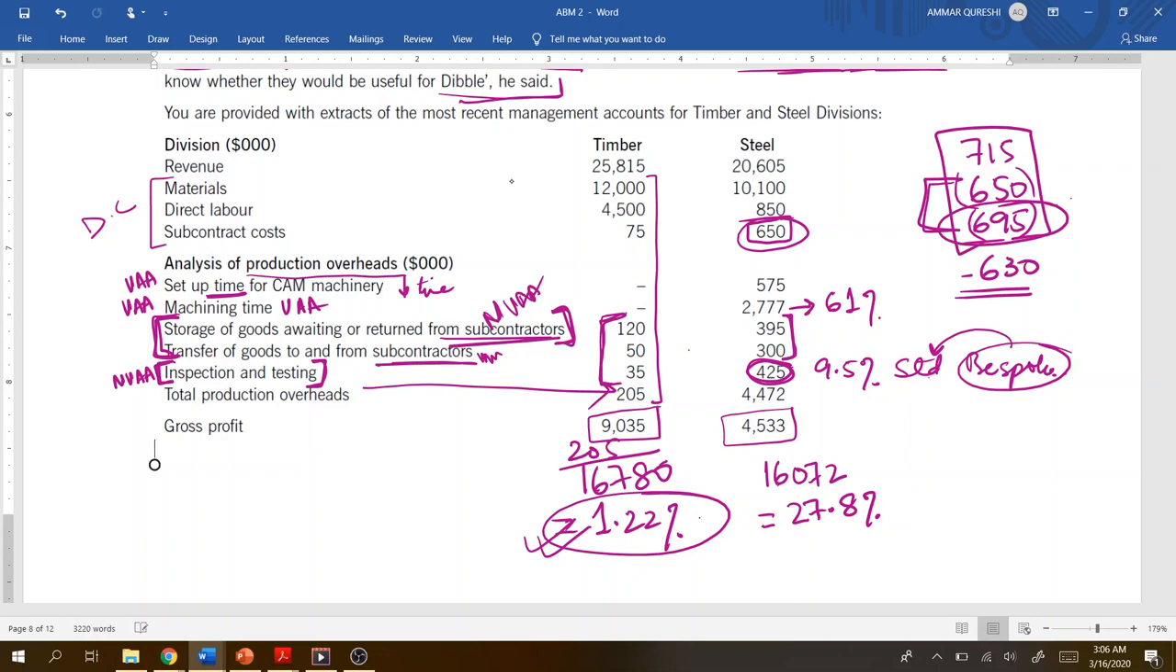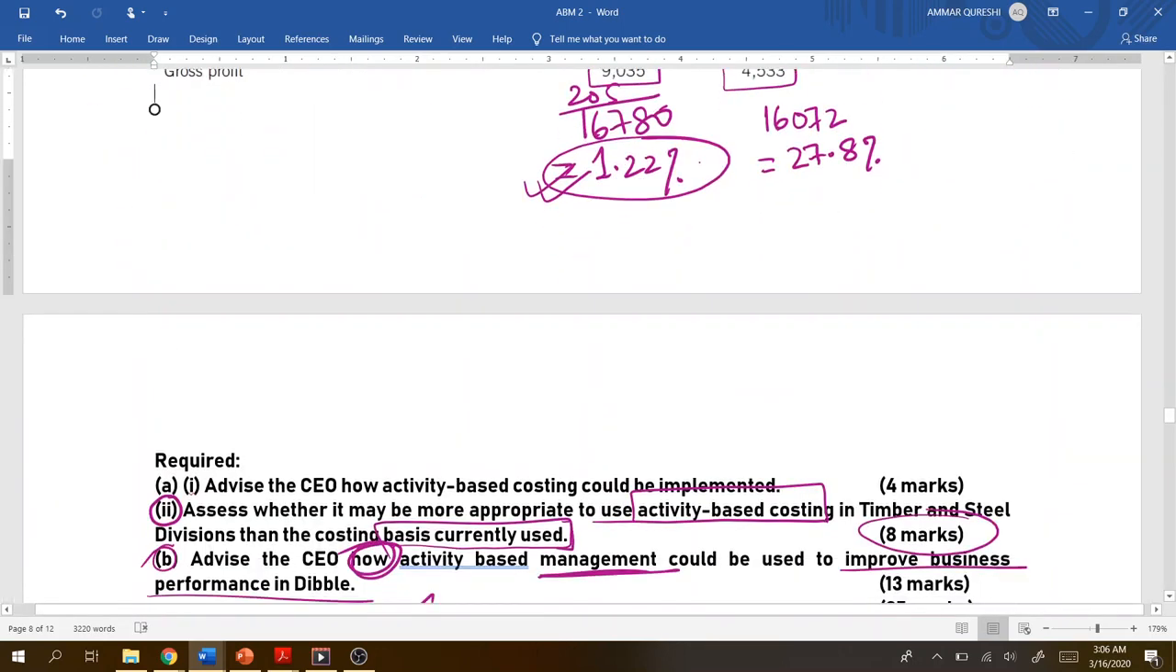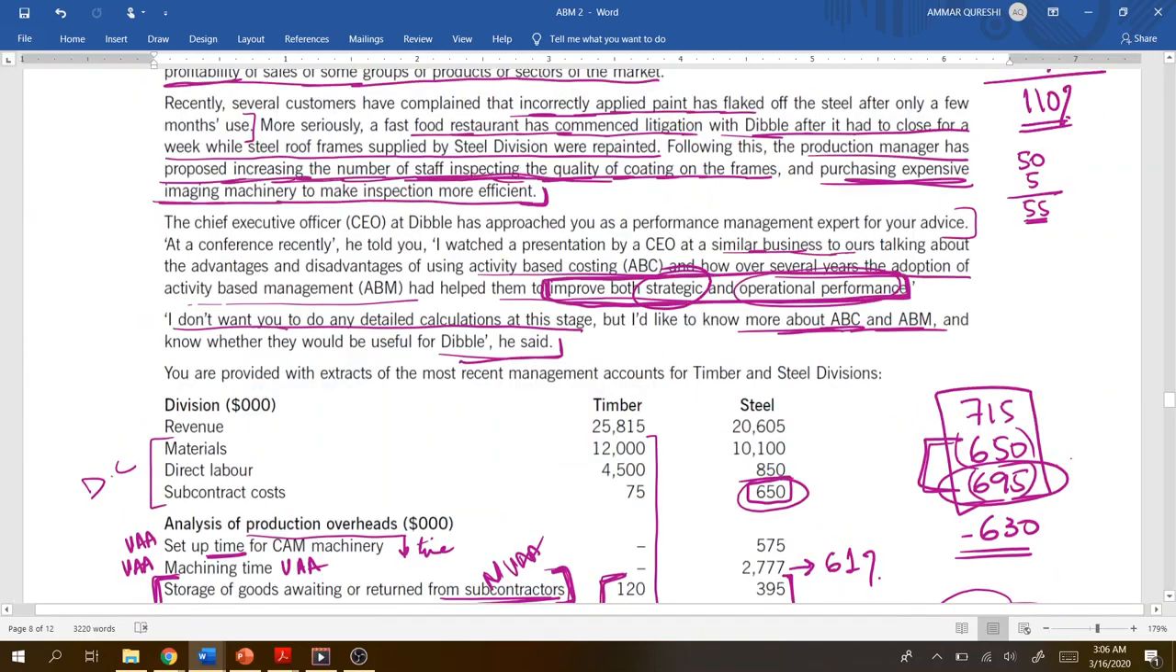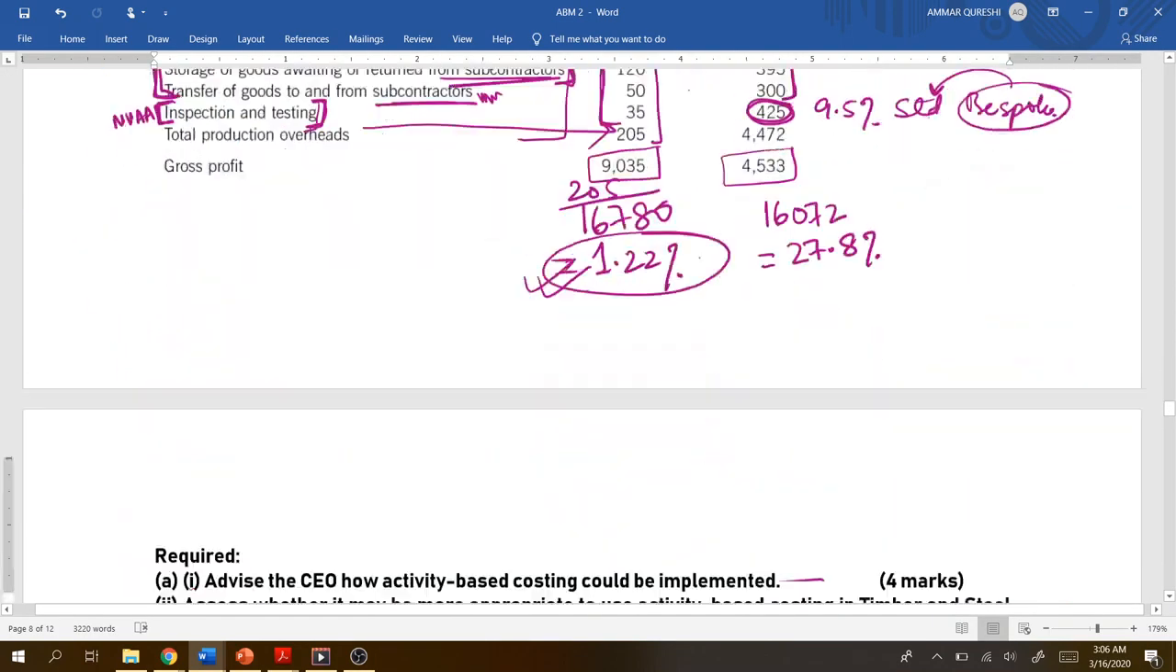This should be eliminated in the first step or minimized, and this is completely a non-value-added activity. So these three activities can be treated as non-value-added activities, something which the company should reduce, and the first two can be continued, right? Now, we discussed two areas, strategic and operational.